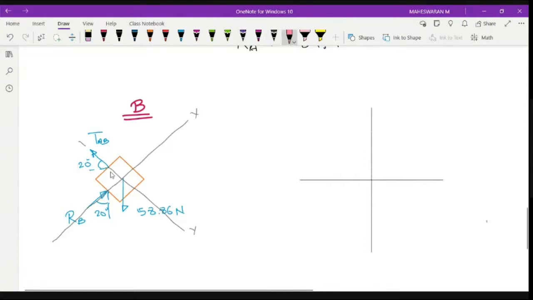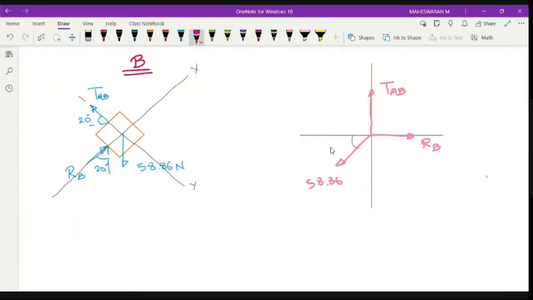So TAB is directly going like this, upward direction. And RB is along your x direction. And you have this 58.86 in second quadrant. So again, this RB is vertically 20 degree, right? So which means this is 20 degree. So now we can proceed similarly.